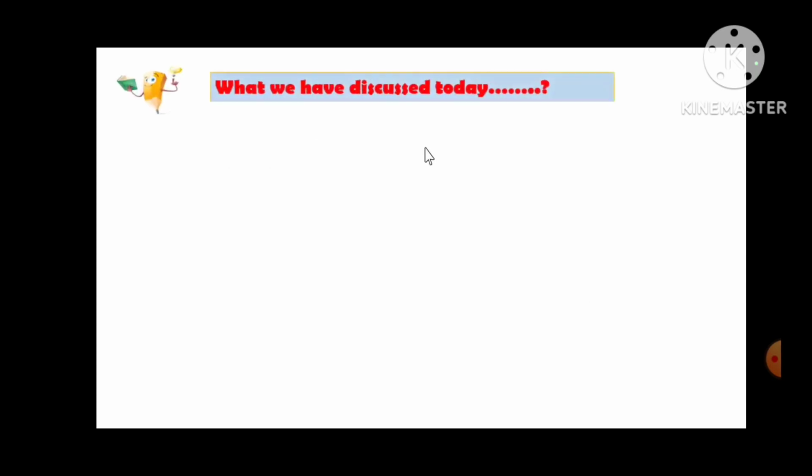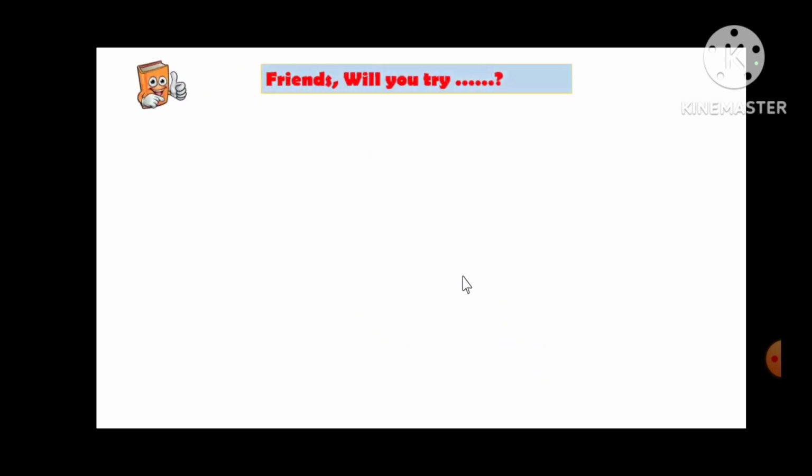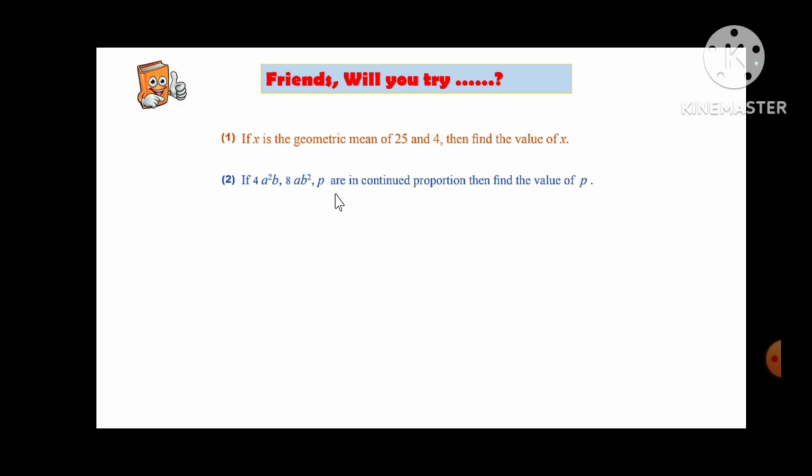Friends, what we have discussed today in this session is continued proportion, K method, then problems from practice set 4.5. Friends, will you try these problems? If x is the geometric mean of 25 and 4, then find the value of x. If 4a²b, 8ab² and p are in continued proportion, find the value of p. Which number should be subtracted from 7, 12 and 18 such that the resultant numbers are in continued proportion?